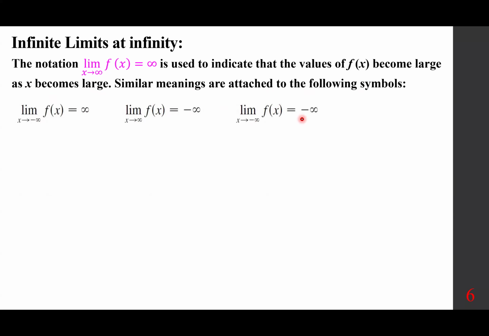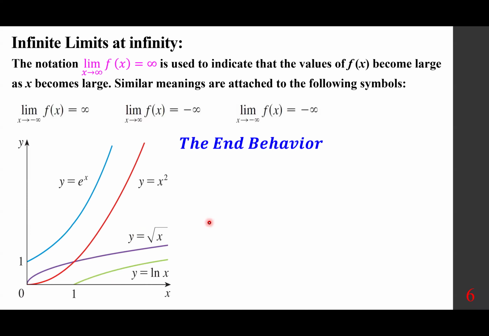And again, all of them refer to the concept known as end behavior that you're familiar with from algebra. So, as we look at all of these functions, y equals e to the power of x, y equals x squared, y equals square root of x, y equals ln x, if you look at the first quadrant, the limit of f of x as x approaches infinity is infinity in all cases. Of course, some grow much faster, some don't, but the fact remains that the limit of f of x as x approaches infinity is infinity.